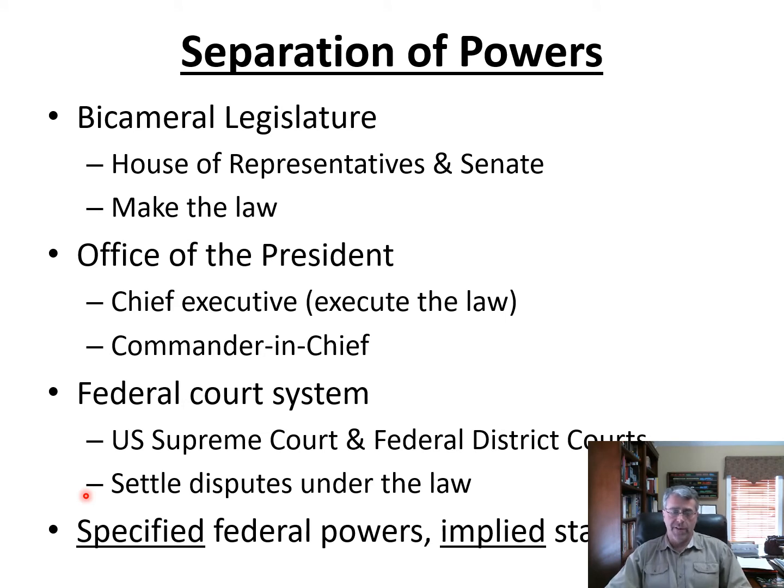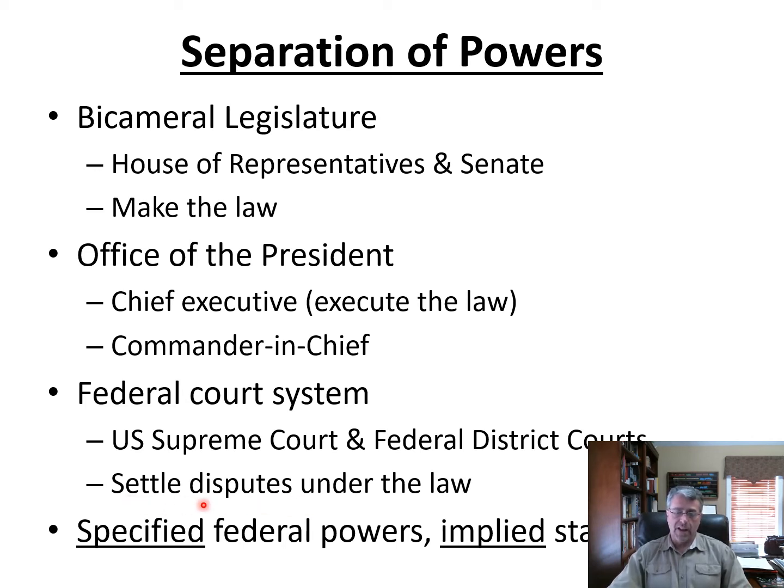While the Constitution does not originally specify this, the act of settling a dispute under the law with regards to the Constitution is going to inherently lead to the Supreme Court assuming the duty of interpreting the Constitution, deciding what is consistent with the Constitution, what is inconsistent with the Constitution in terms of new laws and regulations.